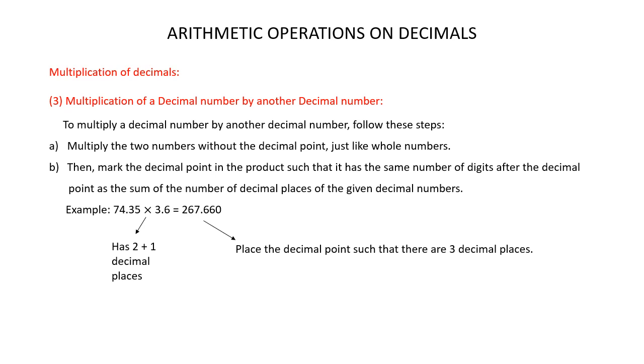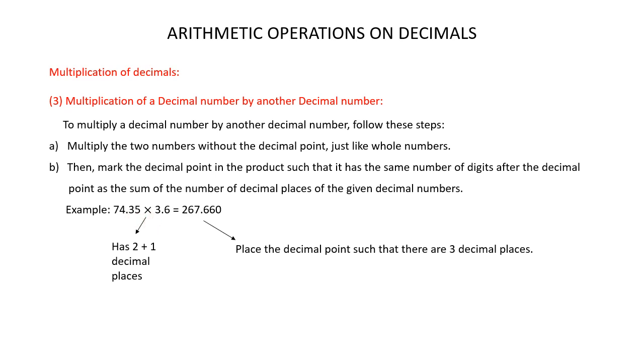Let's multiply the decimal number 74.35 with another decimal number 3.6. First, we have to multiply these two numbers as though they are whole numbers. We have to ignore the decimal point. So, multiply 7435 with 36. You will get the product 267660.